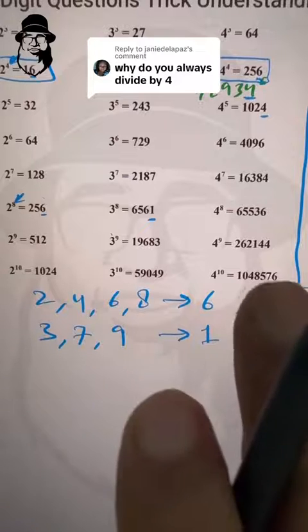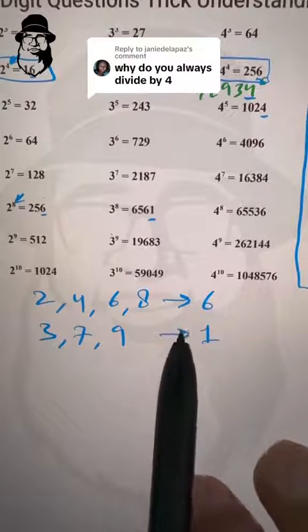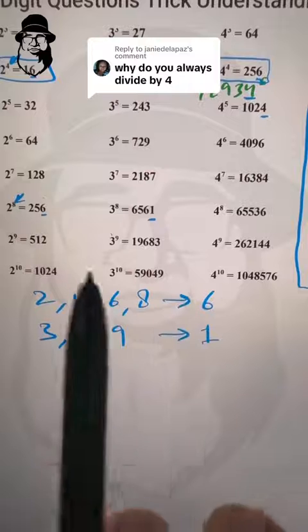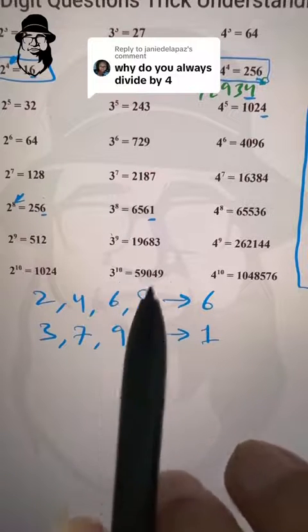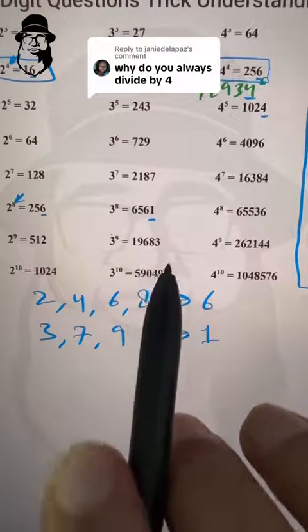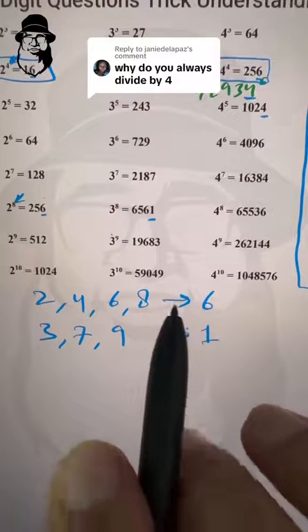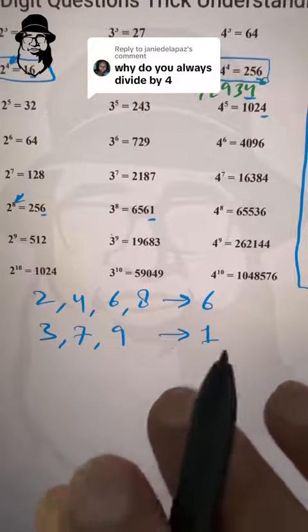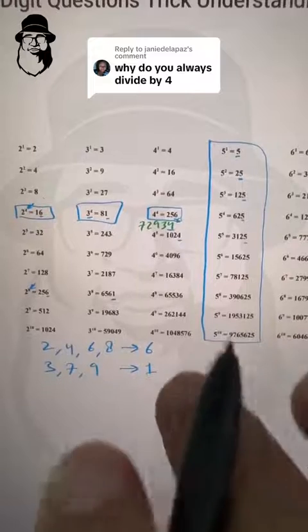So we are done with all the powers that are divisible by 4. Any number, small or big, if its power is divisible by 4, then there are only 2 cases. One, we can see the pattern here.